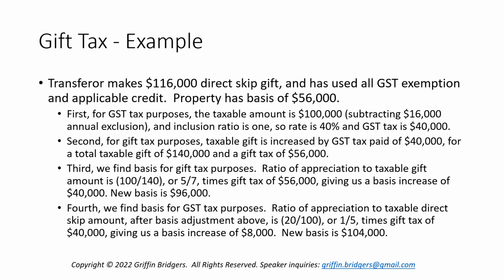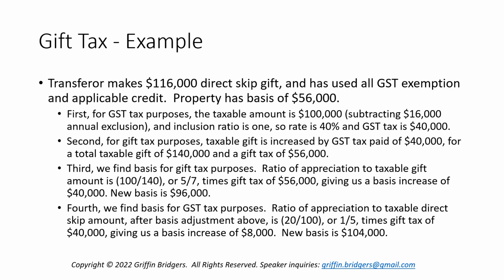Why? Well, for our appreciation on a $140,000 taxable gift, we have to add back in the annual exclusion, which takes us to 156,000. We have a basis of 56,000, so that gives us appreciation of 100,000. We divide that by the taxable gift amount, 140,000. That gives us a ratio of 5/7. So that means 5/7 of our gift tax paid is going to give us a basis increase.